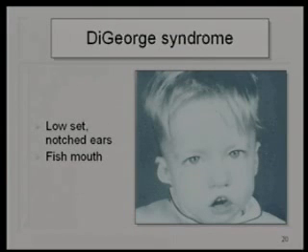Okay, a Nemo-like mouth, and then low set ears, relatively speaking, and they may be notched, those ears. And those are the facial features. Okay.